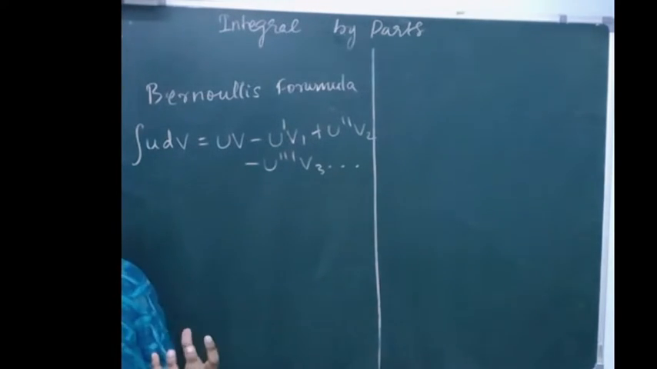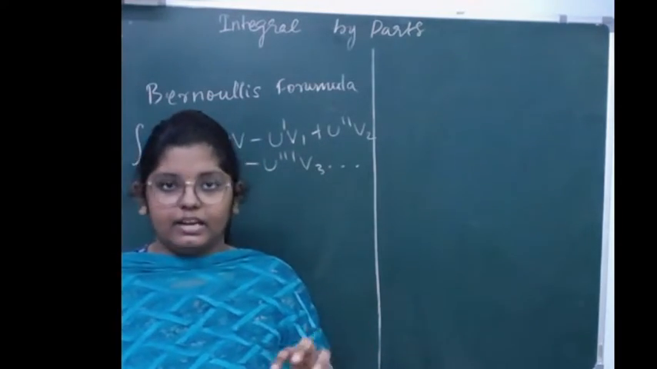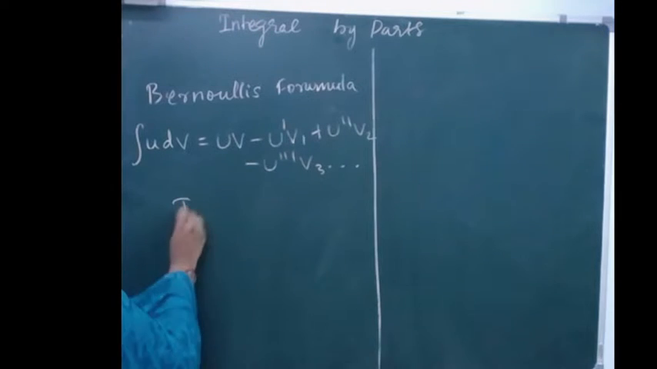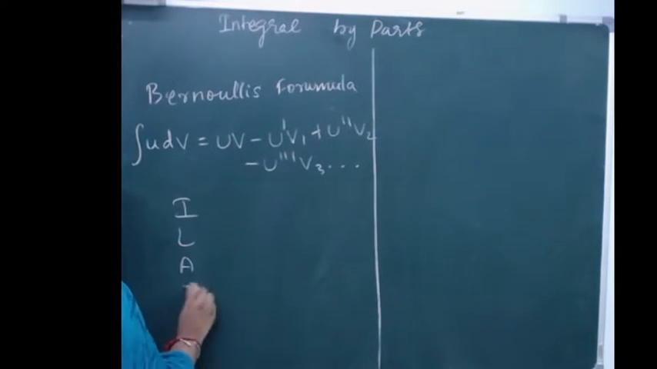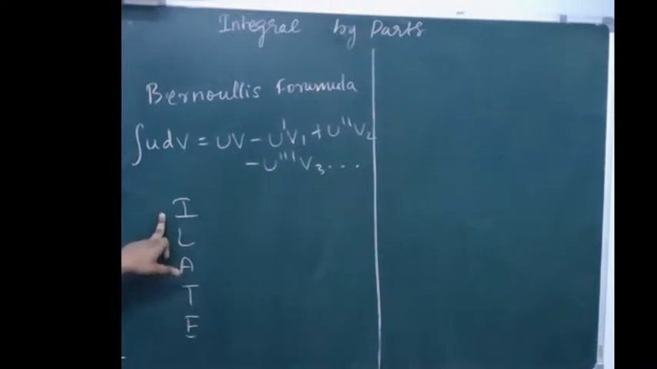Basically, integral by parts is used when we have two different functions, and we follow the mnemonic ILATE to decide which is u and which is v. ILATE means I is inverse, L is logarithmic, A is algebraic, T is trigonometric, E is exponential function. Based on this order of priority, we decide which is u and which is dv.